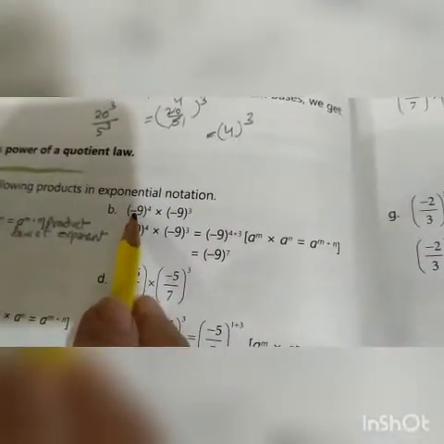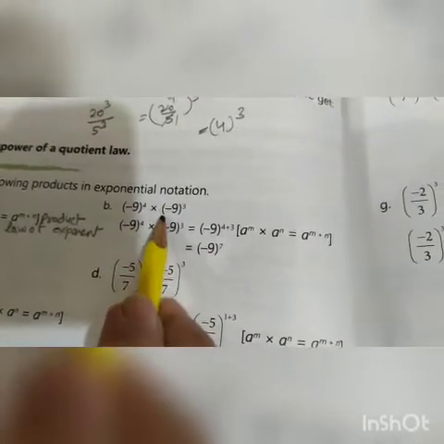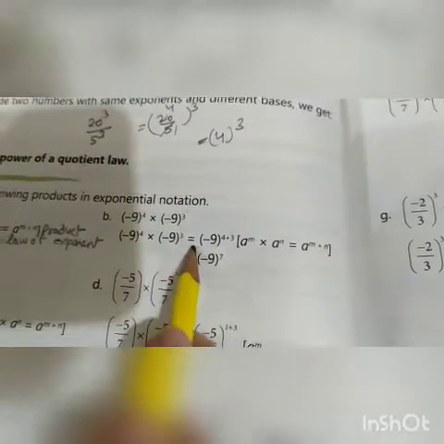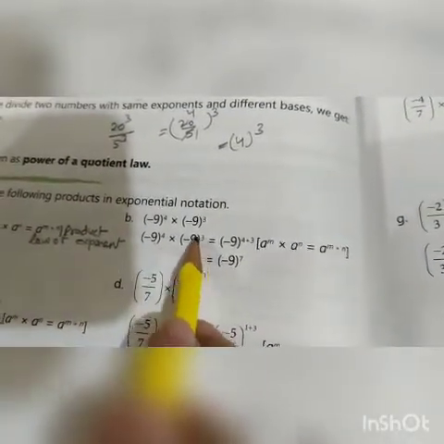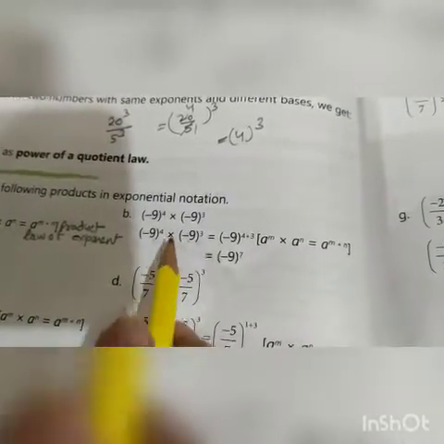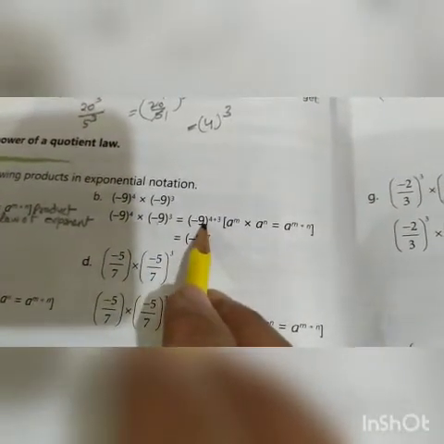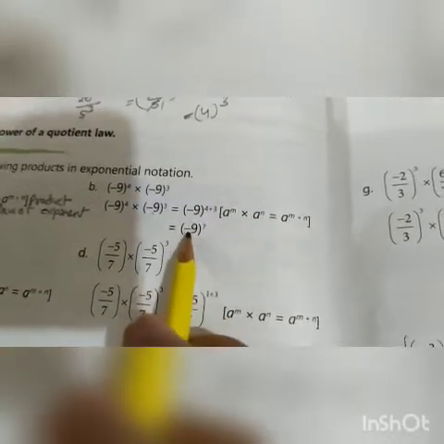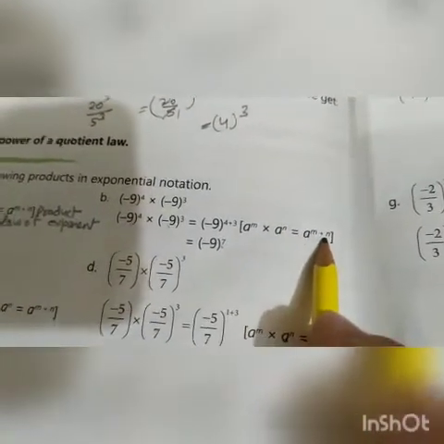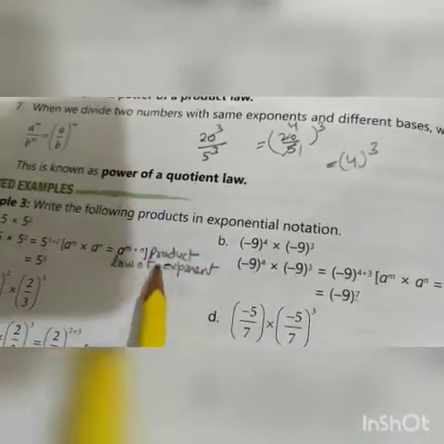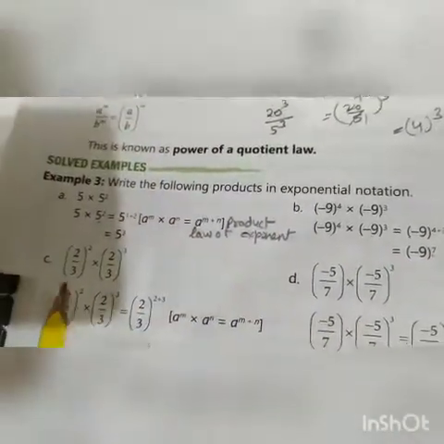In the same way, B part is minus 9 power 4 multiply minus 9 power 3. Again both the bases are the same. What is the base? Base is minus 9 in both the cases. So we will add the powers. If there is a multiplication sign, then we add the powers. Minus 9 power 4 plus 3 is minus 9 power 7. Again using the same law, a power m multiply a power n is equal to a power m plus n. What is this law known as? Product law of exponent.